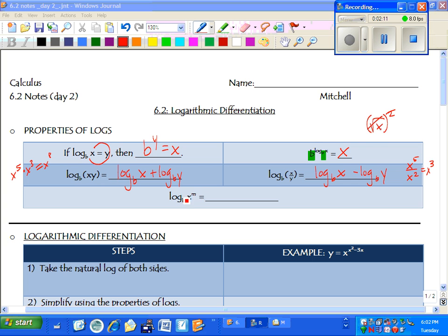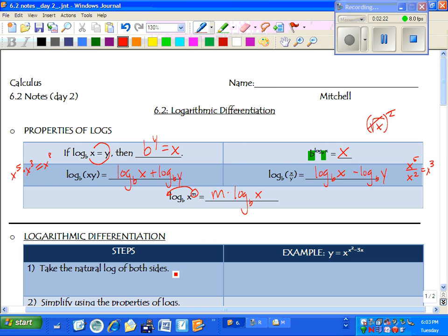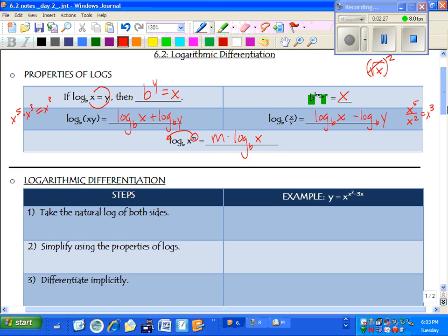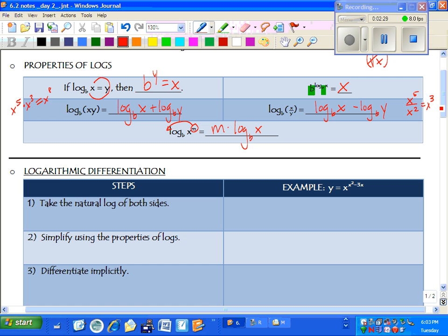Our last property here, if we have log base b of x to the m, this exponent can be brought out in front of the log. We get m times log base b of x. So these are some of the properties that you've used before, and they're going to be a little helpful with what we're doing today, which is called logarithmic differentiation. And these are problems that can't be done other ways, or we can use this for other ones that can be done other ways, but this makes it a little bit shorter.